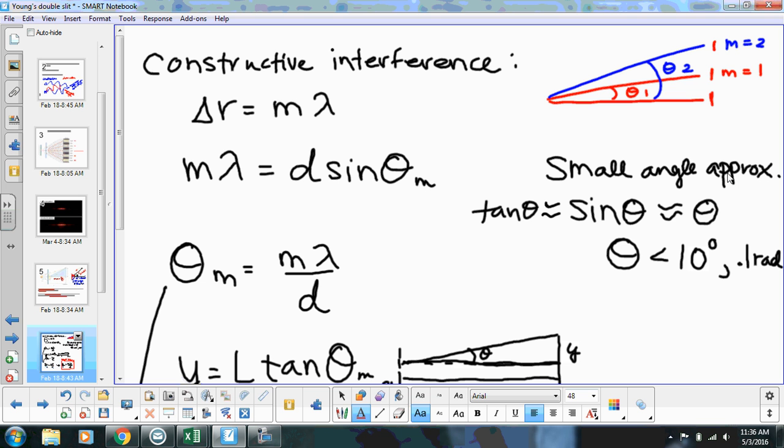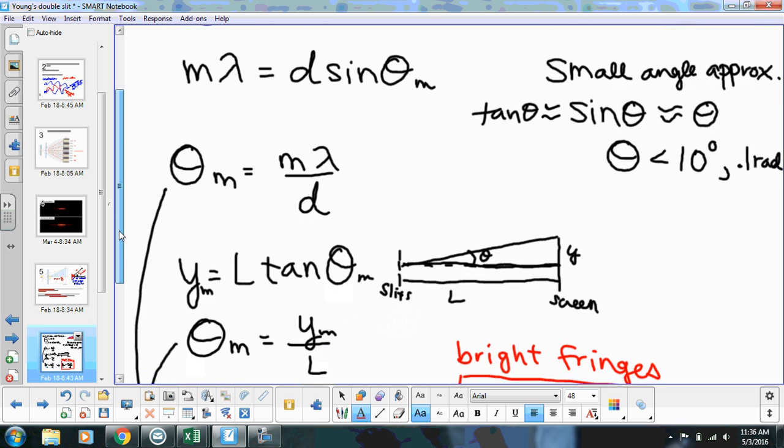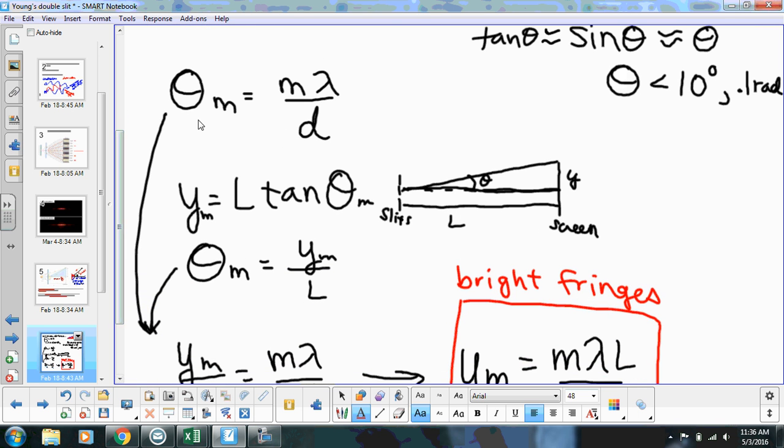We're going to use the small angle approximation again. So small angle approximation says that tan theta is about equal to sine theta, which is about equal to theta, for angles less than 10 degrees or 0.1 radians. So we're going to take our sine theta out of there, and we'll have theta sub m equals m lambda over d.